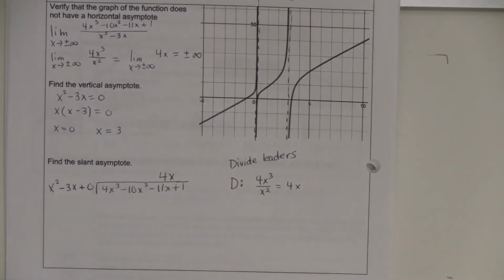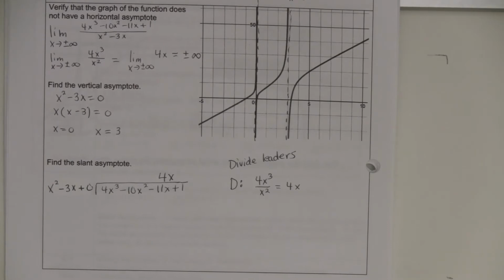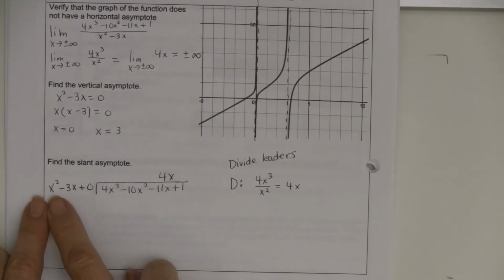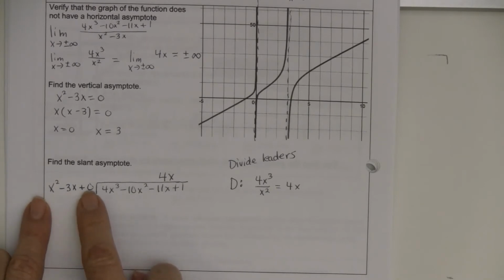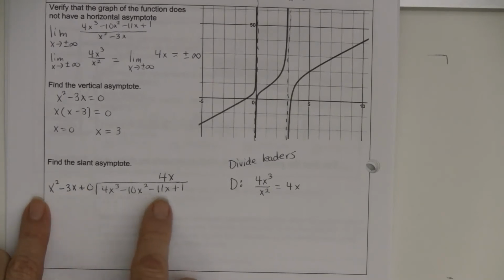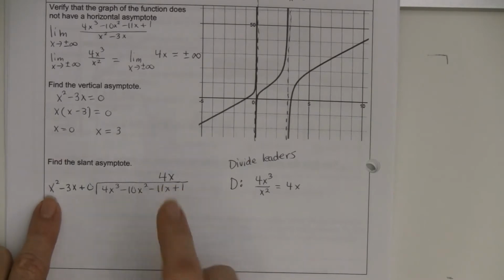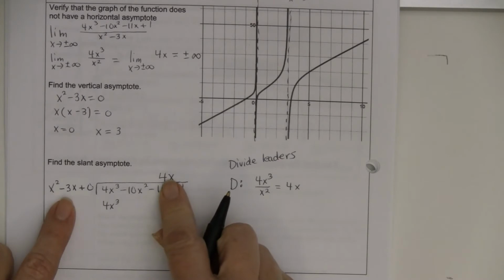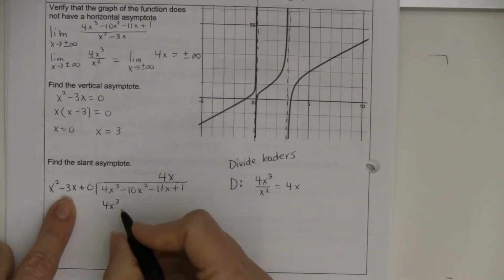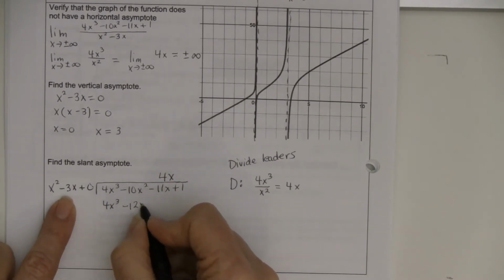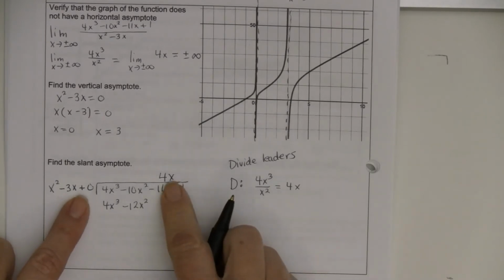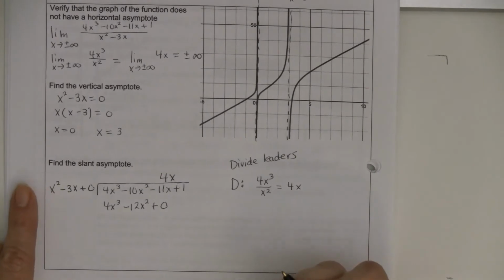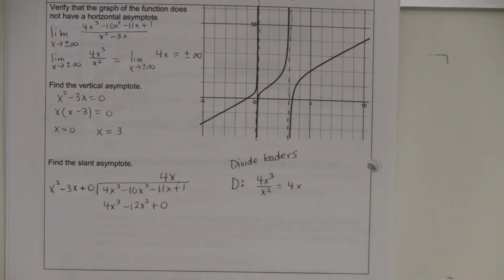And then I'm going to multiply. And what am I going to multiply? I'm going to multiply 4x times this trinomial. I turned it into a trinomial. And I'm going to lay out the pieces that I get. So 4x times x squared is 4x cubed. 4x times minus 3x is minus 12x squared. 4x times 0 is 0, and it doesn't matter if I put plus 0 or minus 0, so I'm just going to put my 0 there.